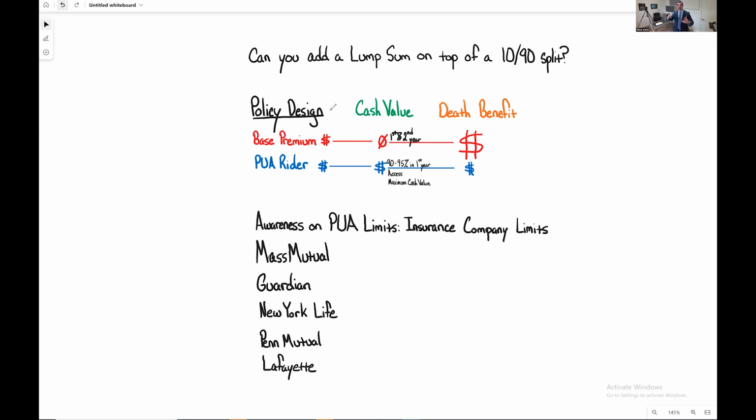The more knowledge I have, or my agent has, if they're providing advice for me and helping guide me through that journey, the more I can do just from an overall design standpoint and call it financial standpoint, because it's your money in the policy. How do you just maximize your money and get the most use out of it? So let's have some fun here. Some awareness on PUA limitations.